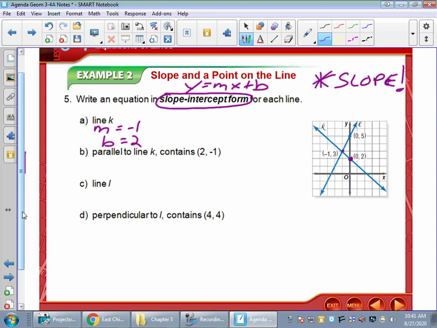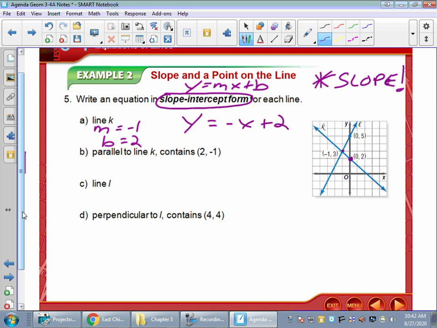So that should give you enough information to put it in slope-intercept form. It would just simply be y equals negative x plus 2. I don't have to write that 1 in there. And that would be the equation. So try the rest of them to put them in the equation, and I'll help you with the slope for each of them, but then you put them in the equation.